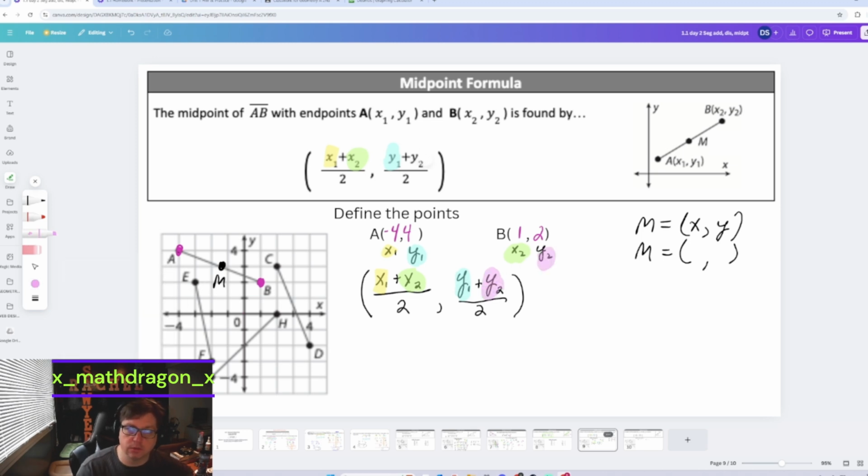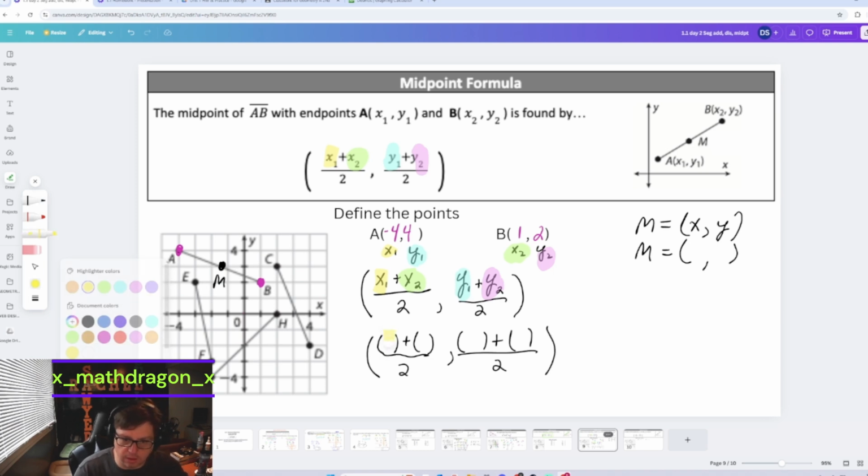y2, y2, y2. Now let's piece our puzzle together. And let's put some parentheses, plus parentheses, comma, parentheses, plus parentheses. And let's color coordinate it again. So yellow's going to go on the first, then green, then blue, then pink.